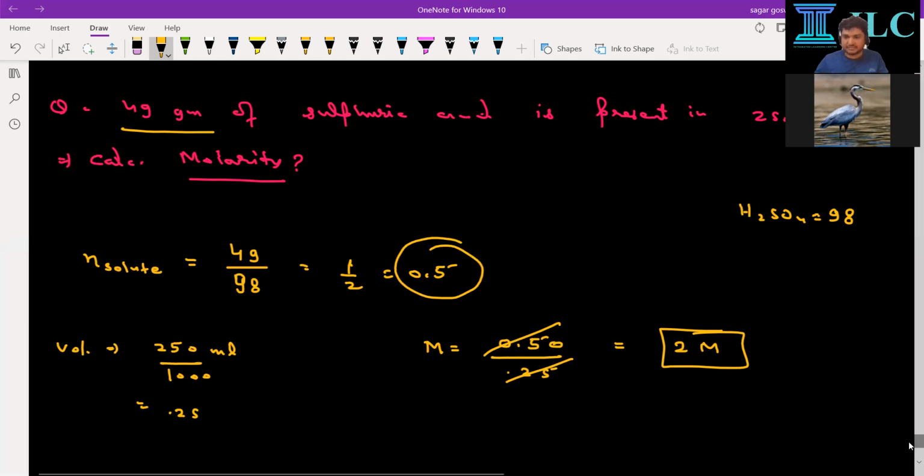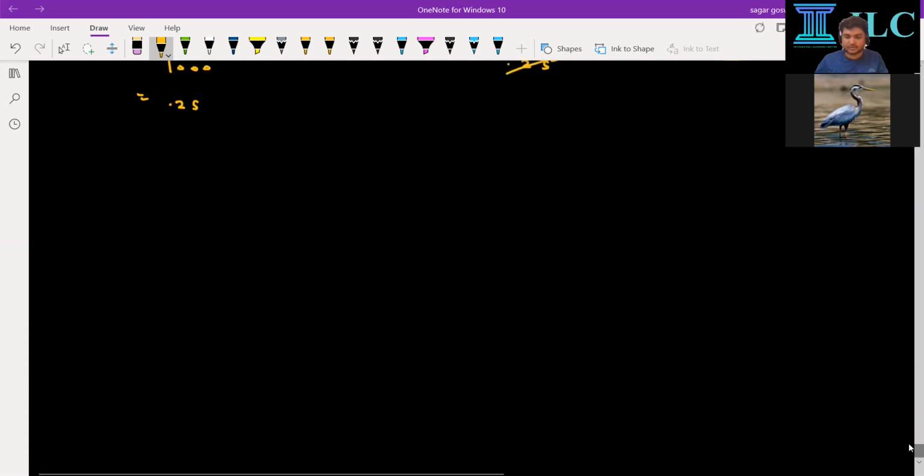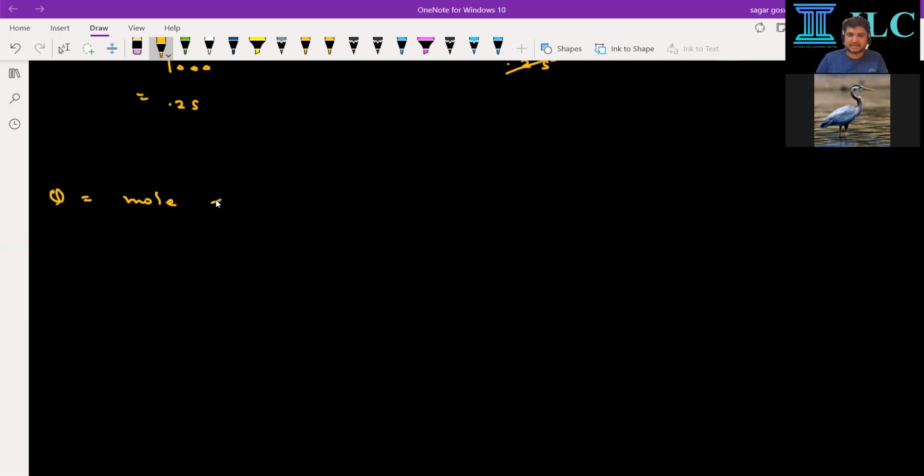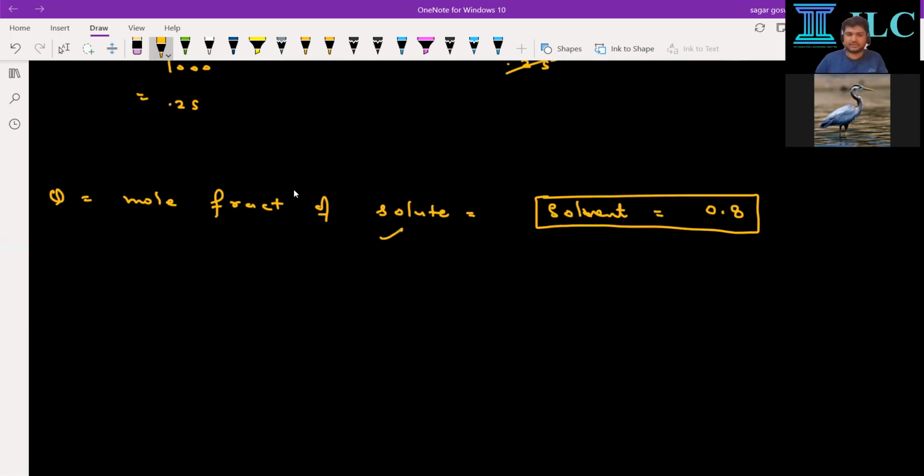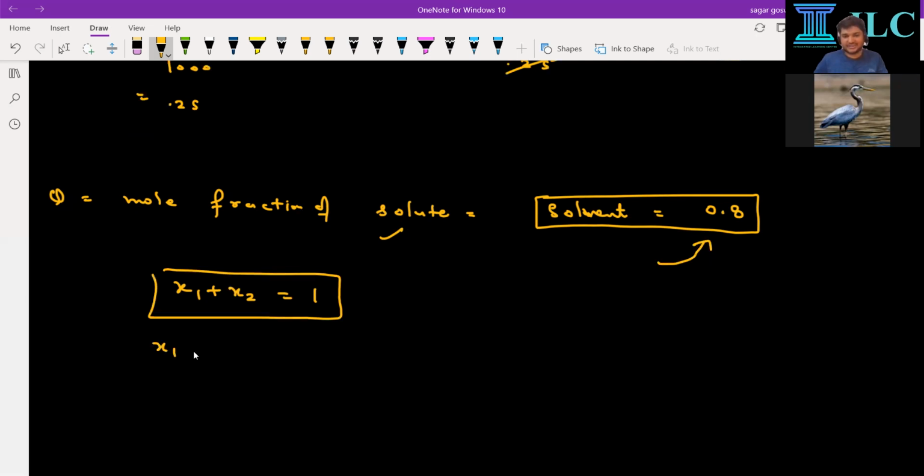And mole fraction you can find out very easily. Mole fraction means component upon total. Suppose, this question came in the medical examination: find the mole fraction of the solute. So you have to find the solute mole fraction if the solvent mole fraction is 0.8. You already know the one formula I told you: total mole fraction should be equal to 1. X1 plus x2 is 1. So if the solvent mole fraction is given to you already 0.8, what is the x1? 0.2. Got it?